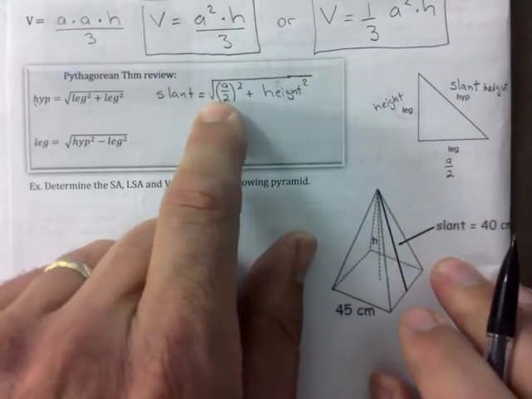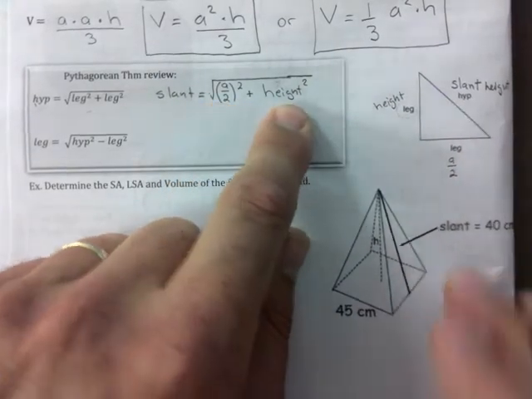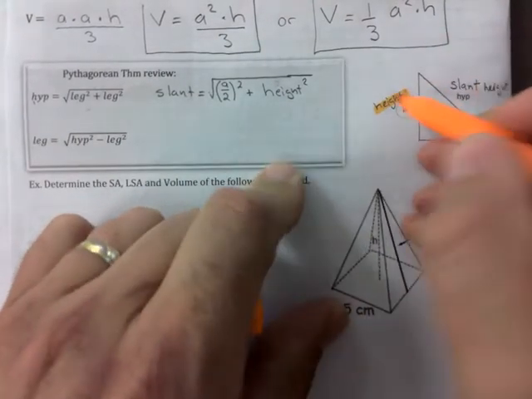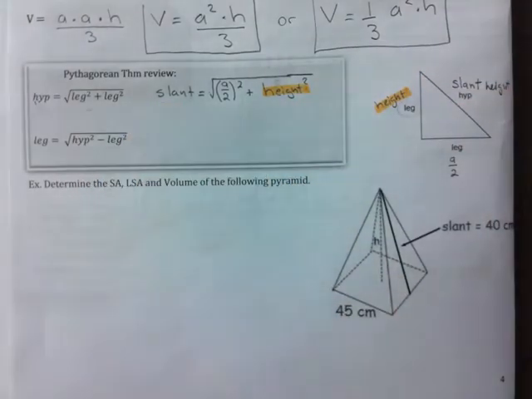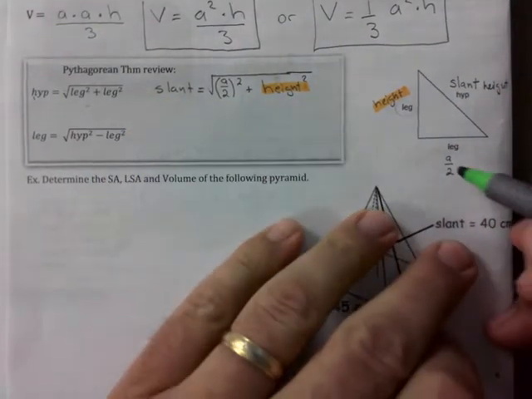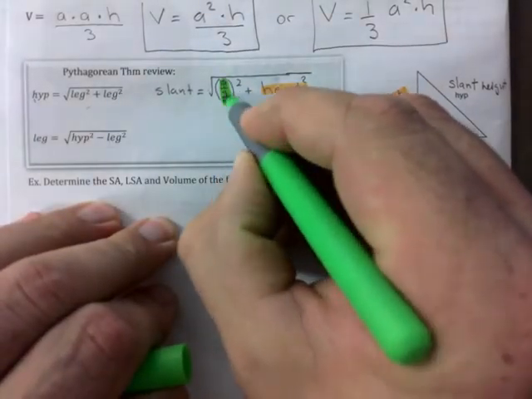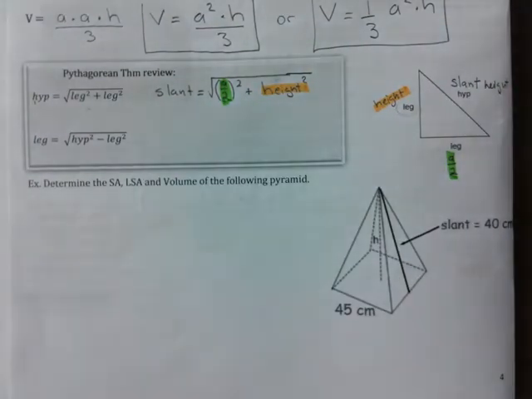Right? So A divided by 2, height squared. And I think I'm going to do this. Right? So you're basically taking both legs and you're squaring them and then adding them. Okay?